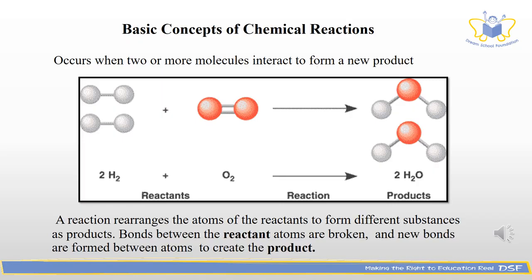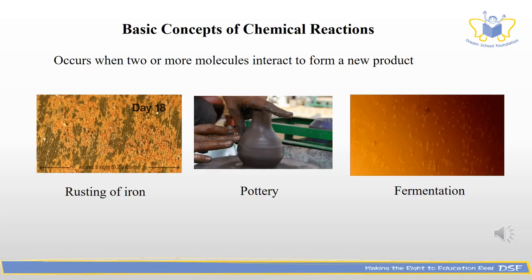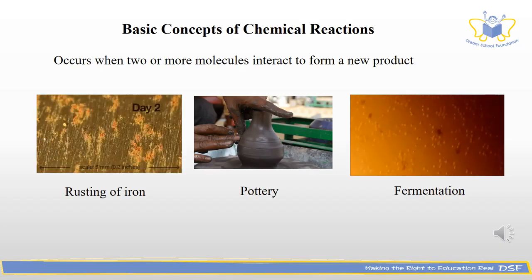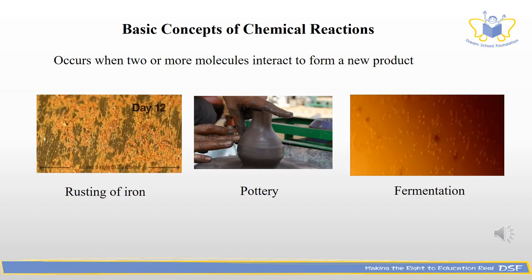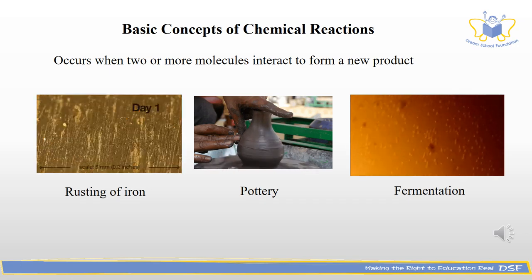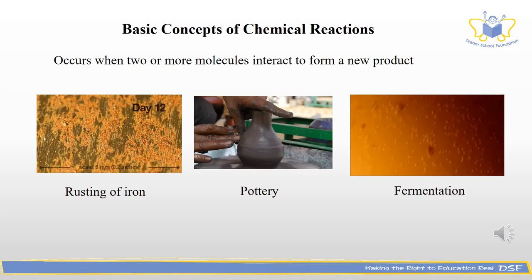Chemical reactions play an integral role in different industries, customs, and even in our daily life. For example, rusting of iron, pottery, fermentation of wine, and so on, are all chemical reactions which take place in our day to day life. In the example shown, the bonds between the hydrogen atoms and the bonds between the oxygen atoms are broken, and new bonds are formed between two atoms of hydrogen and an atom of oxygen.